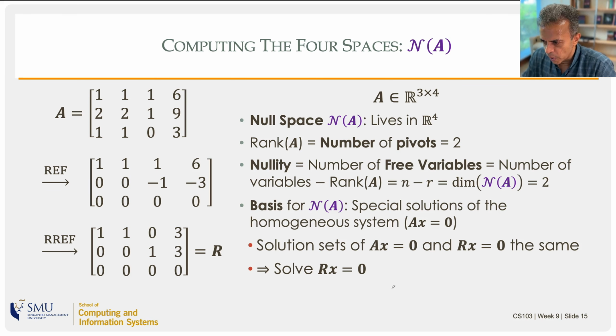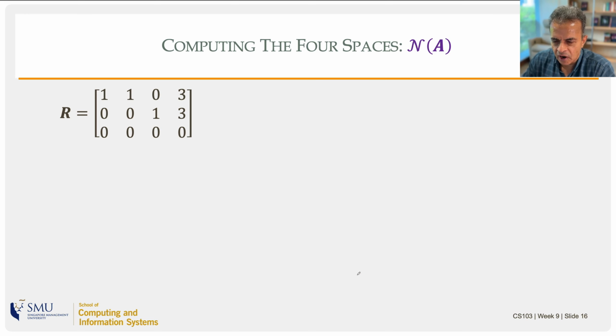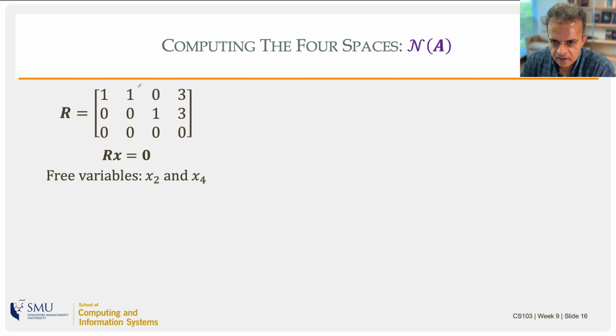So the solution set for Ax equal to B and Rx equal to B are not the same. But when you have Ax equal to 0, whatever equation manipulations you do, the right hand side is not going to change. The constant is always 0. So Ax equal to 0 and Rx equal to 0 will have the same solution set. So it's easier now that we have RREF to solve Rx equal to 0. So let's do that. So R is that, Rx equal to 0. Free variables, as you can see, are the ones corresponding to the columns without pivots, columns 2 and 4, x2 and x4.